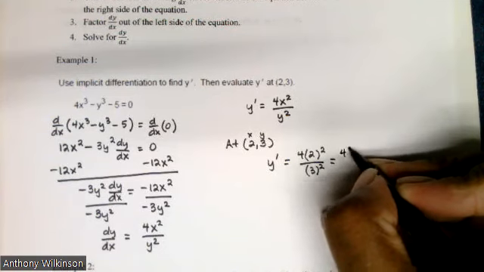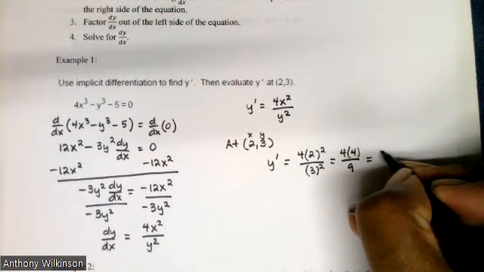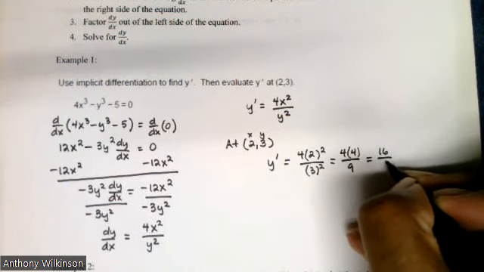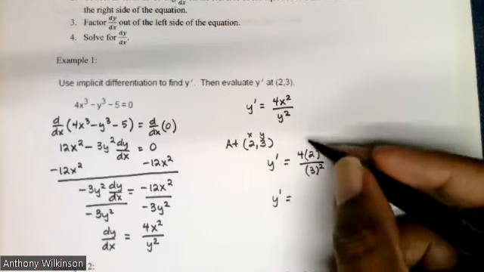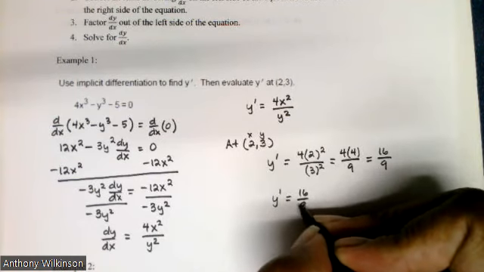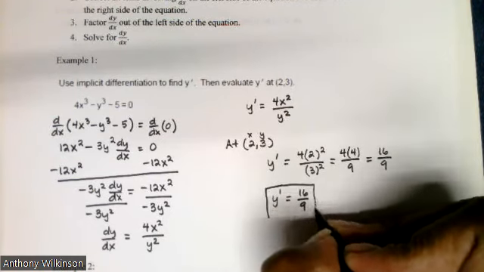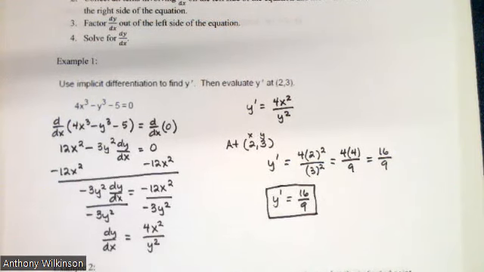Let's see, if I square the 2, that's going to be 4. Square the 3 is going to be 9. And 4 times 4 will be 16 over 9. So that means that y prime at the ordered pair 2, 3 would be 16 ninths. So here dy dx will be 4x squared over y squared, and y prime at the point 2, 3 will be 16 ninths.